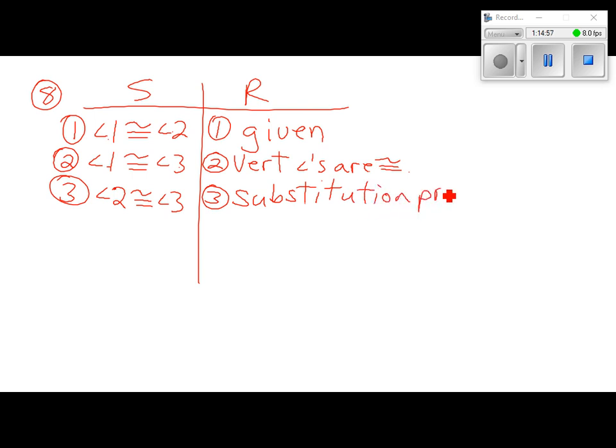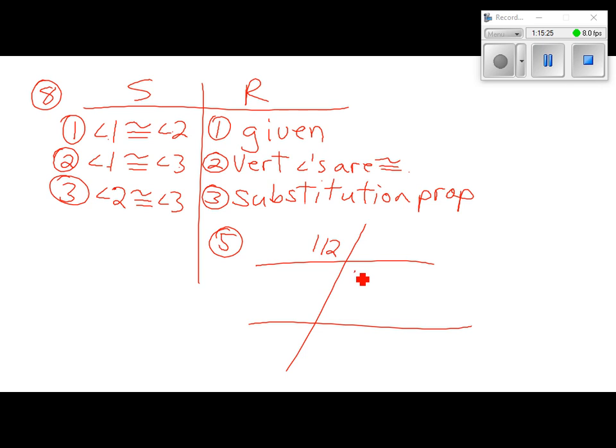Problem 5 on the front page. They want you to find all the angles: 1, 2, and 3. This angle is 112.